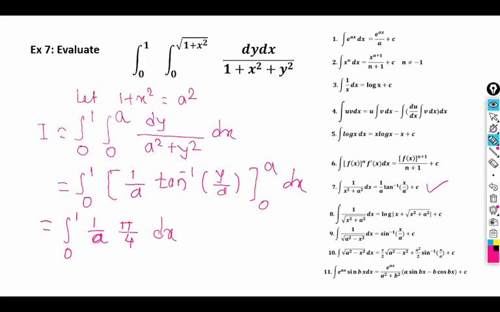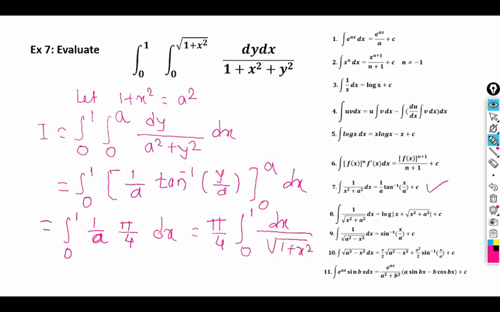Now don't think a is a constant. A is a function of x, so you cannot take it outside. So this pi by 4 is only the outside. Integration 0 to 1. The value of a, I'm going to replace it here. And the value of a is root of 1 plus x square.